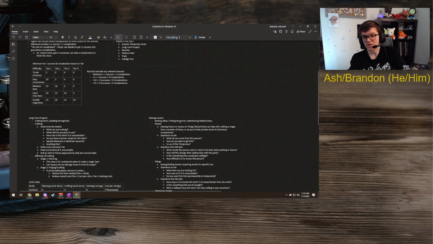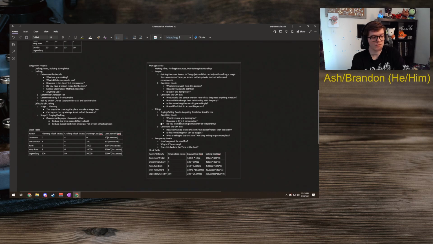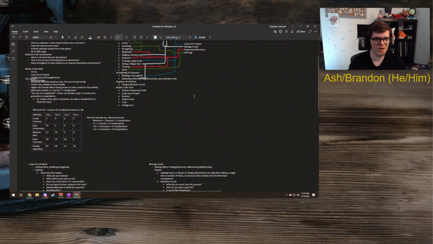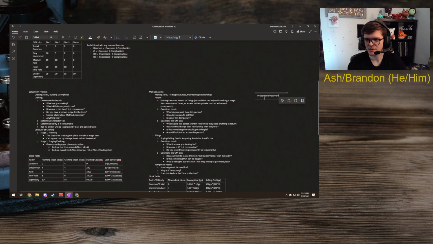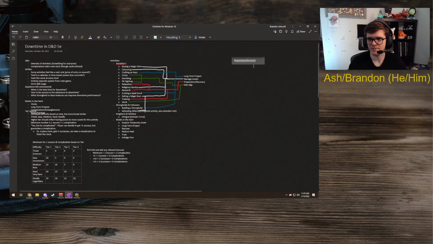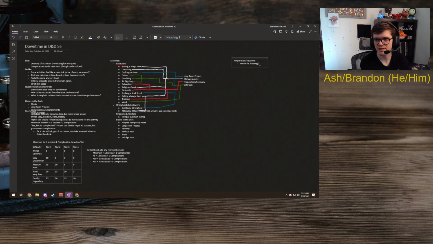Because the nice thing about Xanathar's is it is super simple. It is just roll the die, and if the result's good, success. If it's not, oh well. But you have to keep track of weeks and days, and I'd rather that be more ambiguous, which does require a new system, unfortunately. But next we are working on preparation and recovery. Research, training, relaxation.